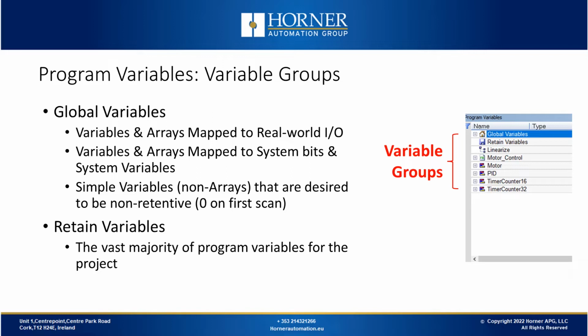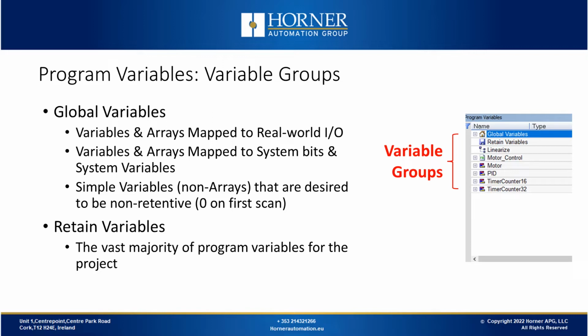meaning you need to map that variable to a real-world I/O register, such as the I's, Q's, AI's, and AQ's. Other variables within the global variable group could be variables and arrays that are mapped to system bits and system variables, like always on or always off, for example. The last thing that you would put inside the global variable list would be any simple variables that are not array variables that you want to be non-retentive.